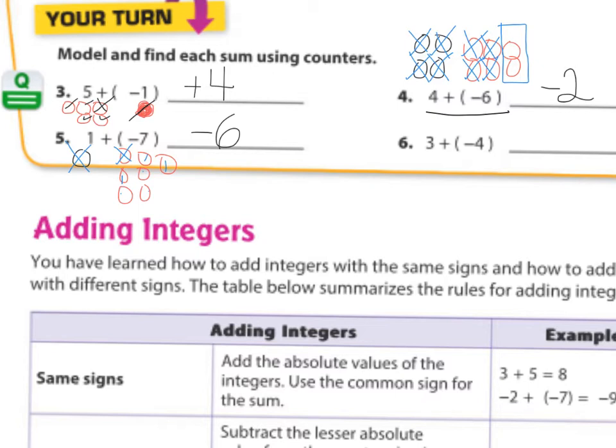On number 6, what do I have more of, negatives or positives? I have more negatives, so my answer is negative. And then how many more do I have? That's one of those clue words, how many more? That's subtraction. 4 minus 3 is 1, so my answer is negative 1.